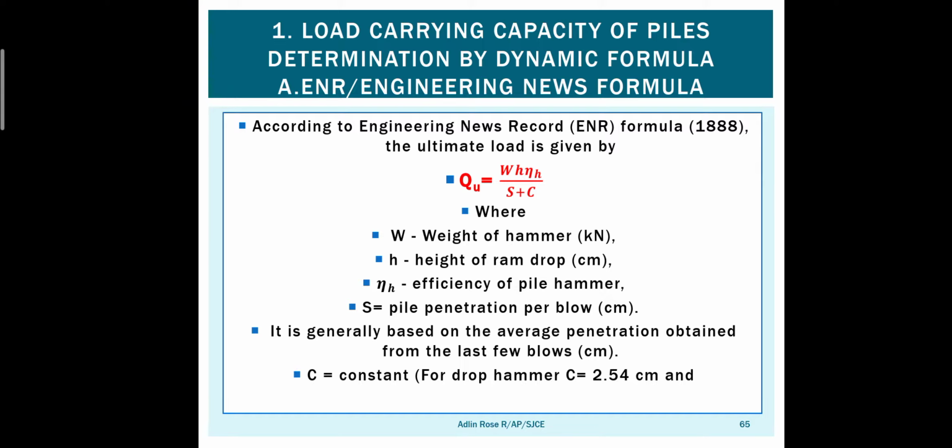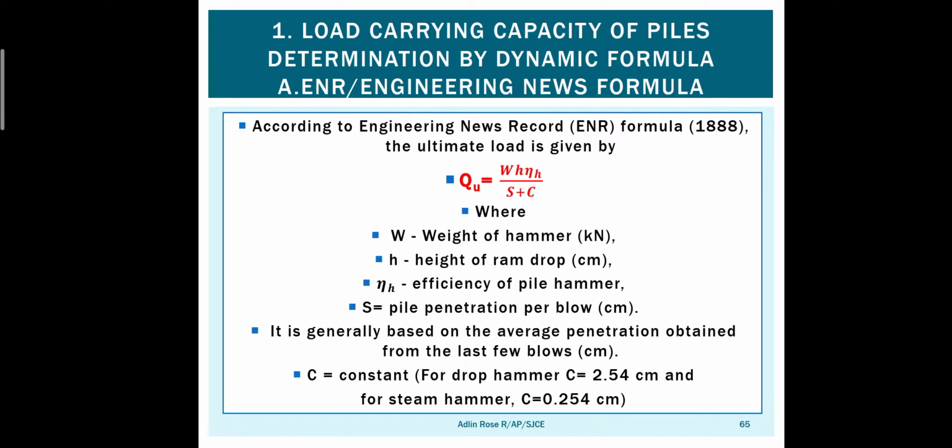Drop hammer is like lifting and dropping under gravity. The constant we use for drop hammer is 2.54 centimeter, and for steam hammer it is 0.25 centimeter. So you substitute everything in the QU formula, and we will get the ultimate load capacity of the pile based on the ENR formula. This is a dynamic formula.